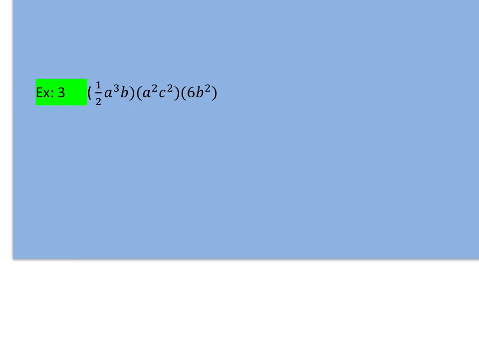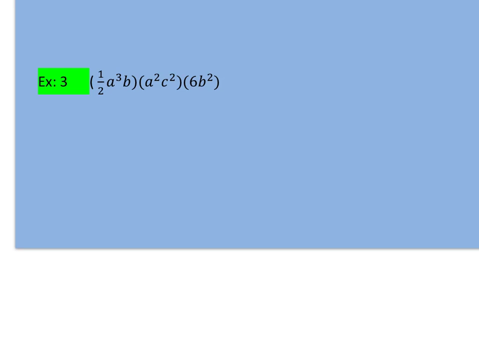Example 3. Example 3 is only difficult in the sense that you've got 3 monomials and you have a fractional coefficient on this one, and not all of them have a's, b's, and c's. They only have 1 or 2 of those variables. So we're going to start with coefficients to coefficients. So 1/2, the coefficient here is 1, coefficient here is 6. So 1/2 times 1 is 1/2, and then times 6. So essentially 1/2 times 6 is 3. So that's the product of all 3 of your coefficients.